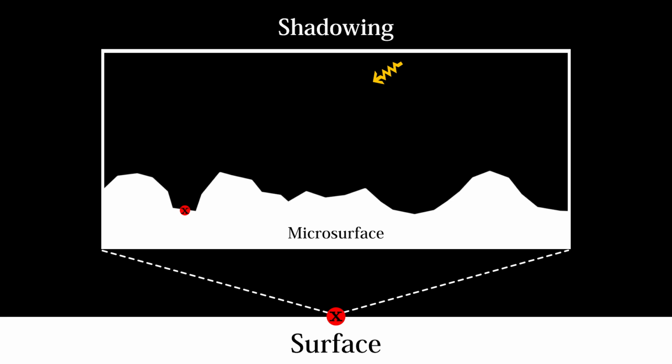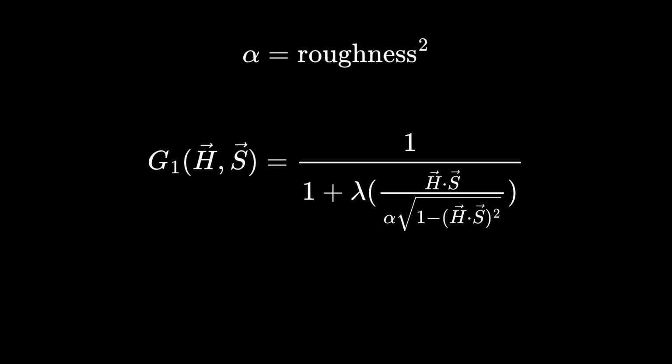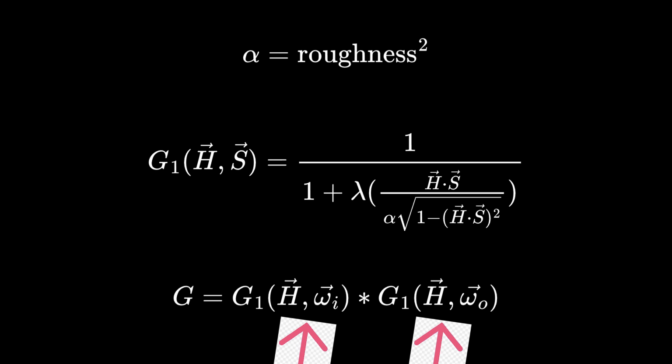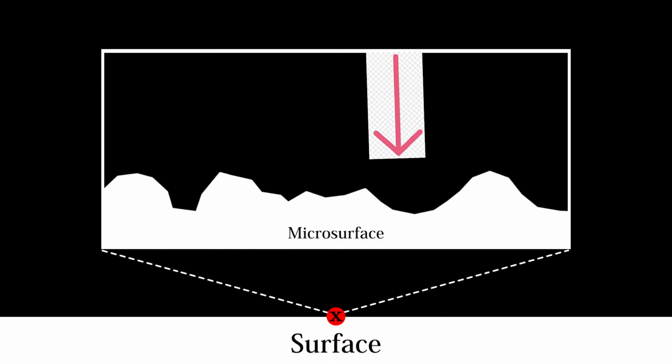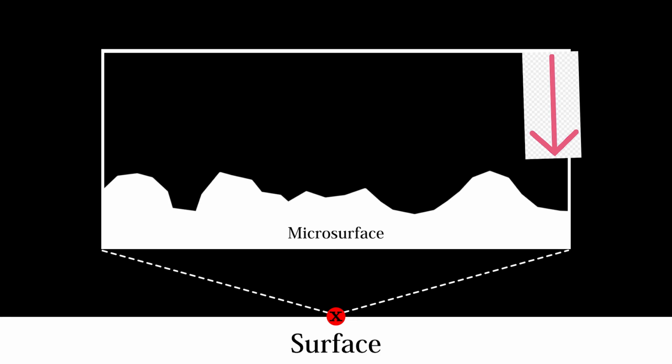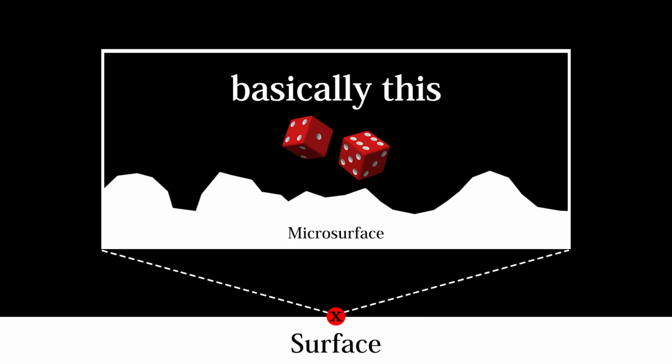The attenuation consists of two parts: shadowing, when a microfacet blocks incoming light, and masking, when a microfacet blocks reflected light. Thankfully, the two parts are the same function, just with different inputs. Conceptually, the geometric attenuation function describes the geometry of the microfacets themselves, and the main model for that is the Smith model, which treats the microfacets as a randomized distribution of slopes.